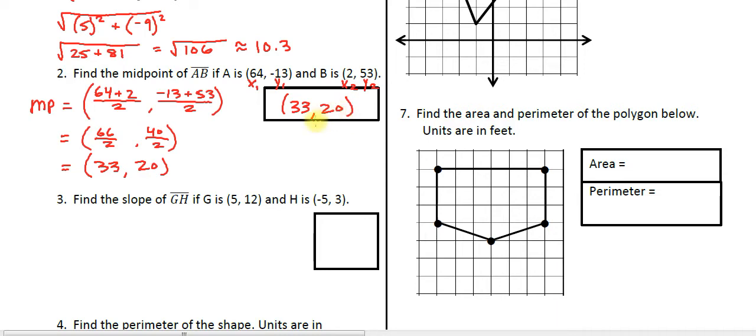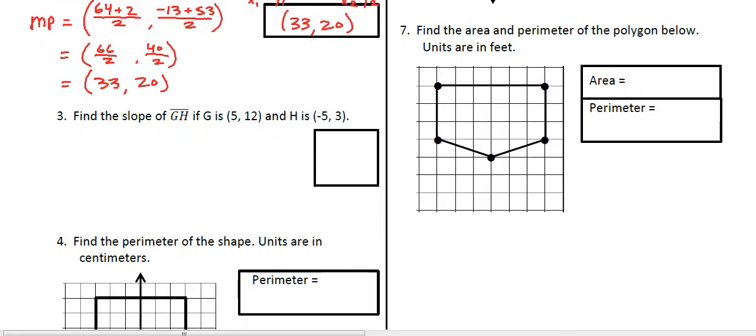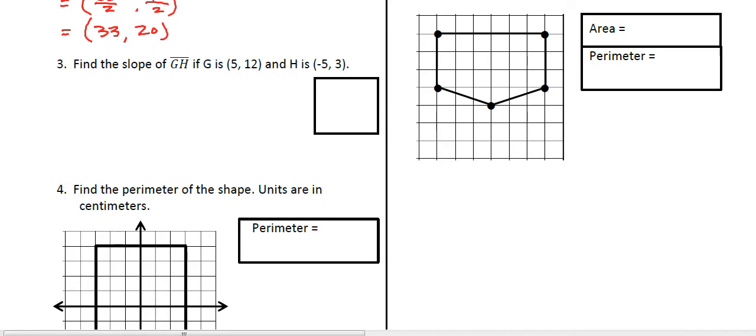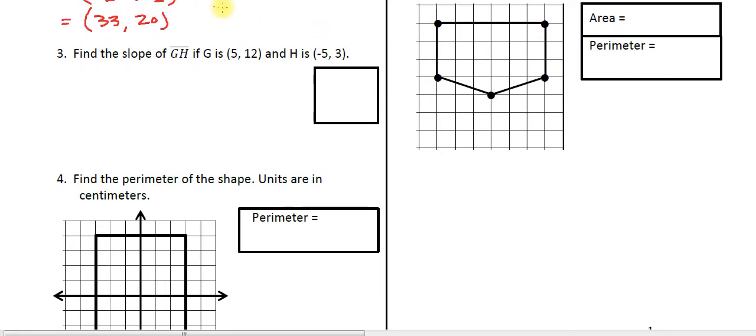Now we don't have a graph here, so we can't check to see if that midpoint makes sense. I would just say go back, check your work one more time to make sure you didn't make any math mistakes. Take a look at question number 3. Find the slope of segment GH if G is at (5, 12) and H is at (-5, 3).